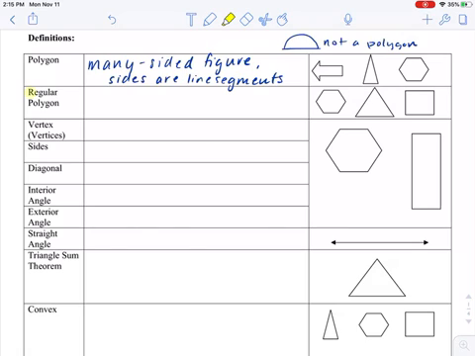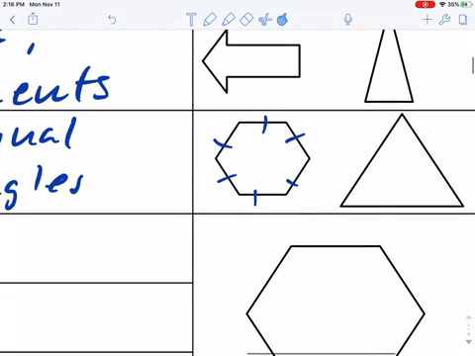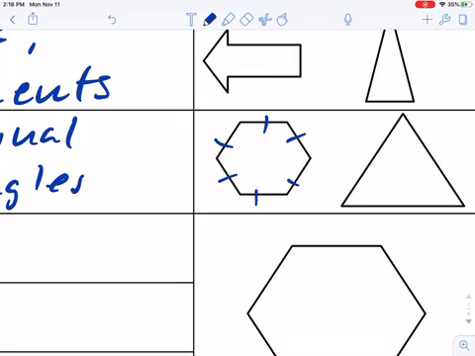The word regular, when we talk about a regular polygon, regular means equal side lengths and equal angles. So this first one's a hexagon, and all of these side lengths would be equal. And then I'll zoom in here. All of these angles would be equal. One of the things we're going to study in this unit is how to calculate the angle measures of those angles.